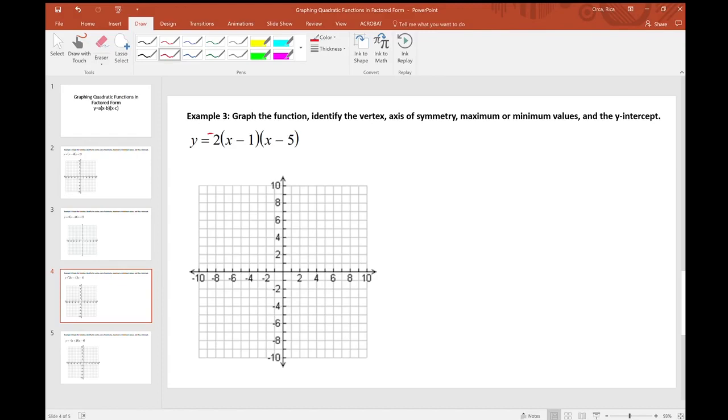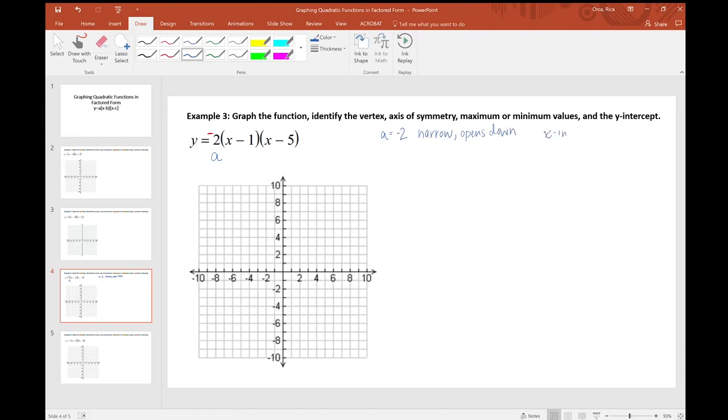Let's get started. We know that a equals -2, which means that the graph is narrow, and it'll open down. Now let's find our x-intercept.